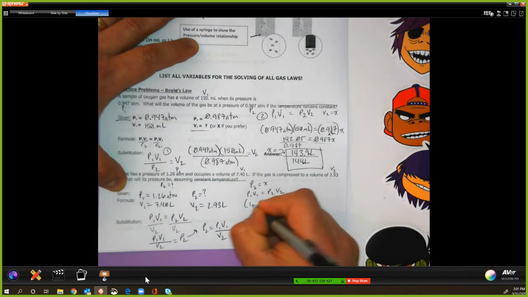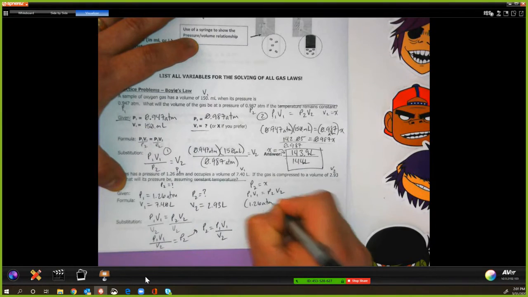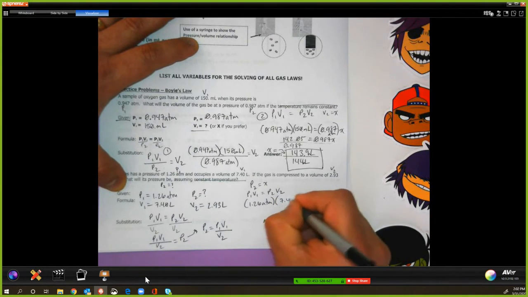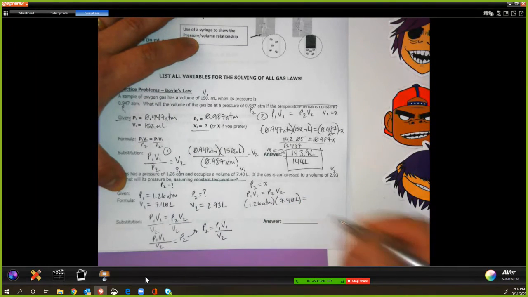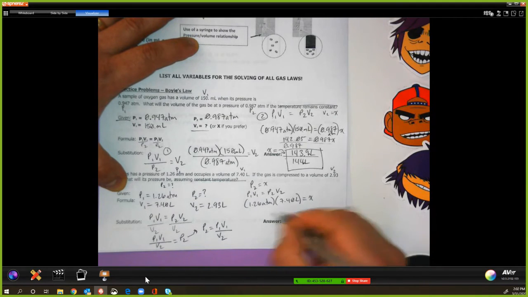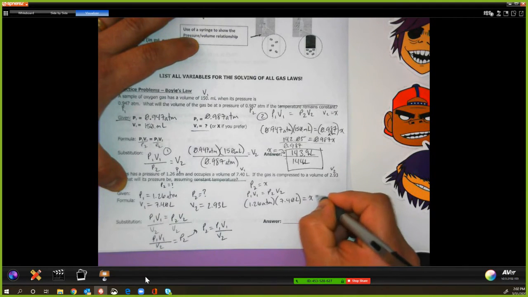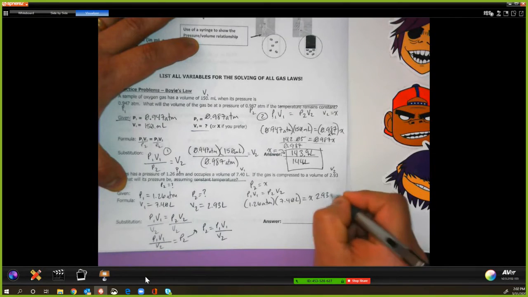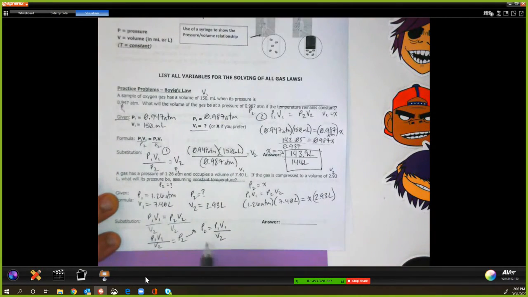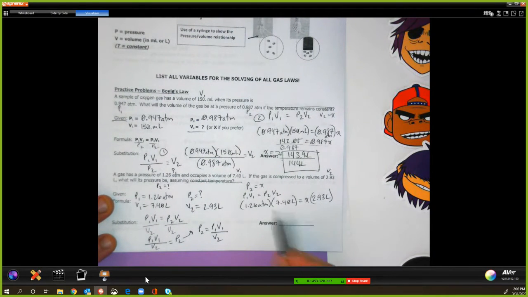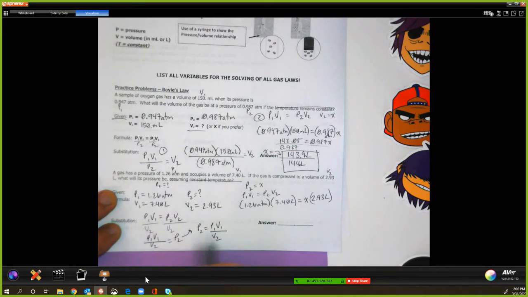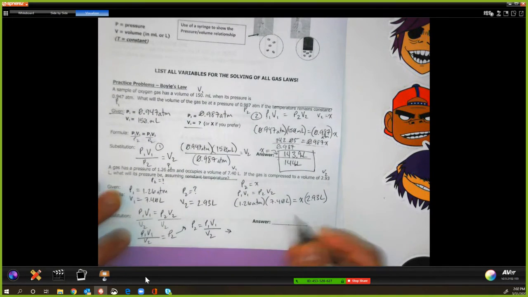So it's 1.26 atmospheres times 7.40 liters is equal to P2. We're going to make P2 X, and V2 is 2.93. Then basically you're going to be doing the same thing. You're going to multiply these two together and divide by 2.93 to find your answer. Okay. Here you plug in your numbers, the same thing.